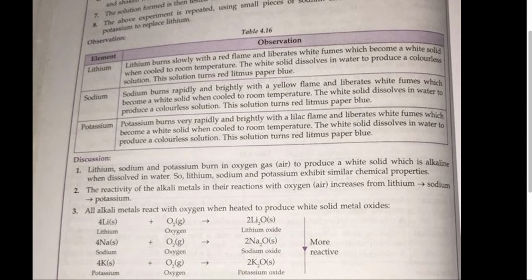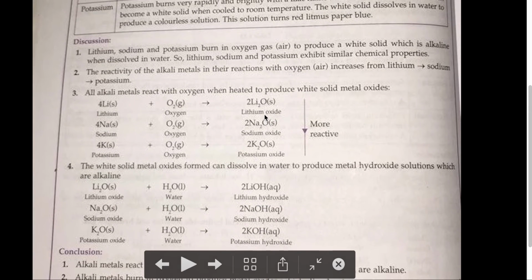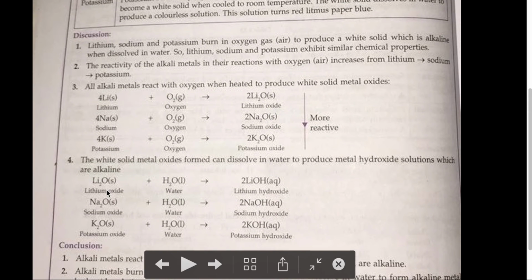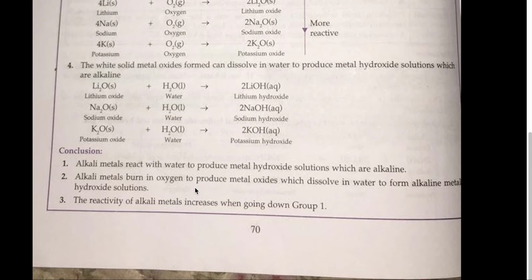Same thing for sodium, same thing for potassium. So, is everything okay, guys? Able to understand so far? Don't worry about these equations, the lithium oxide with water and stuff. We just need to know the equations for lithium, sodium and potassium with water, and lithium, sodium and potassium with oxygen. Okay, guys, let's move on to the next part.